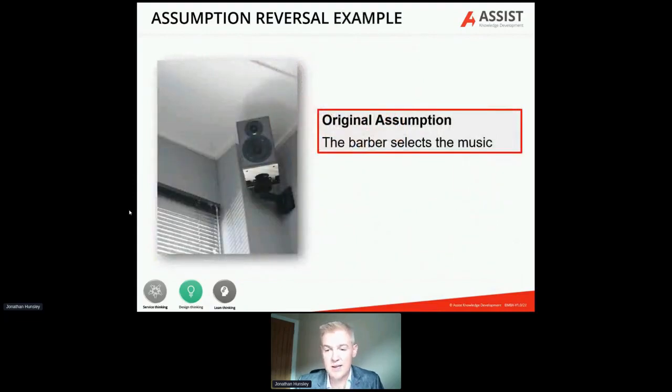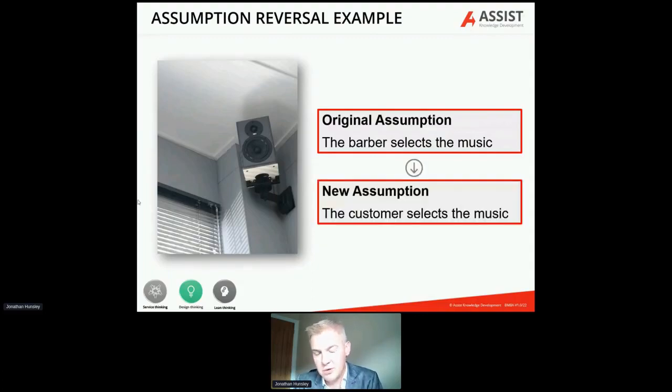So this is the speaker in the corner of the barbershop. And the original assumption is that the barber selects the music that all of the customers in the barbershop listen to. Now, my barber, Dan, has reversed this assumption. And what he's done, whenever my son goes to the barbershop, is he hands my son the phone that's used to control the playlist that's being used, and he lets my 9-year-old son select the music that's being played.